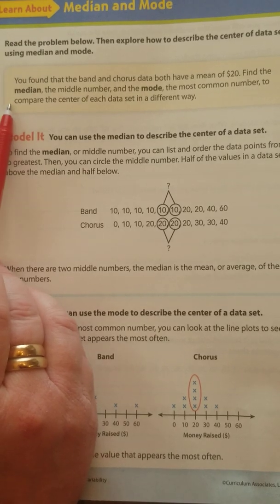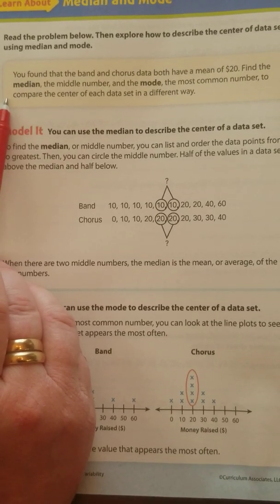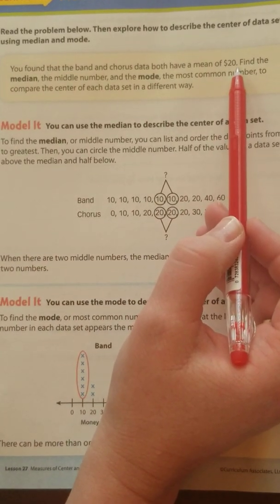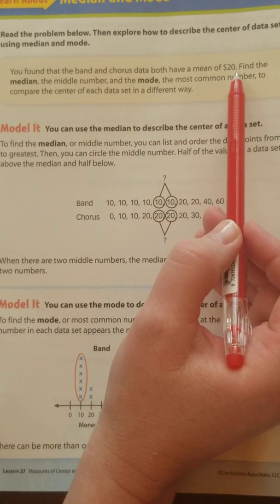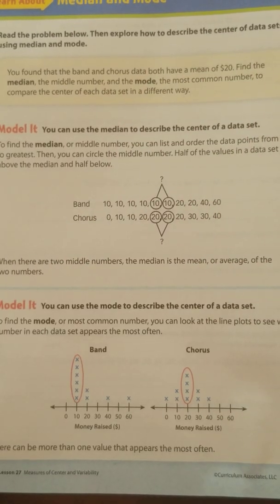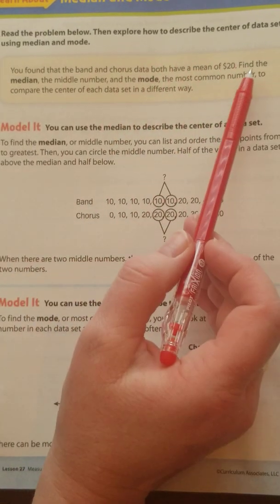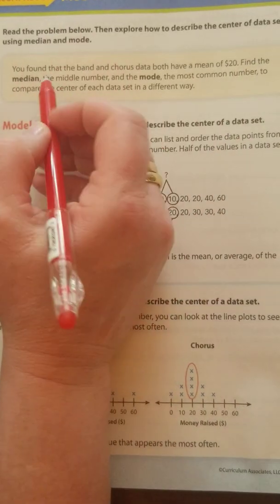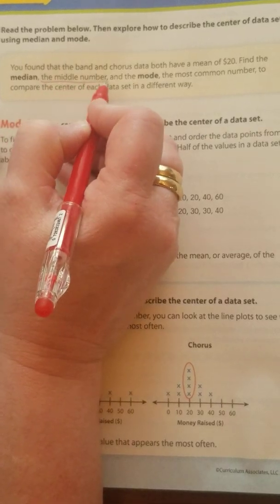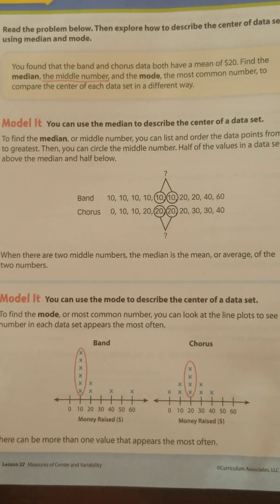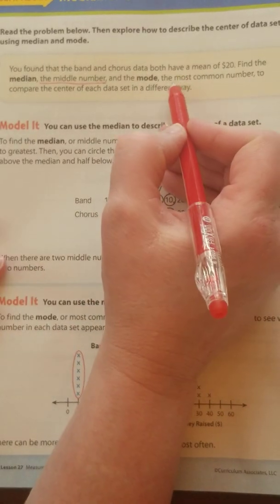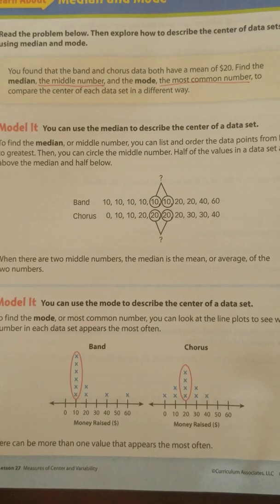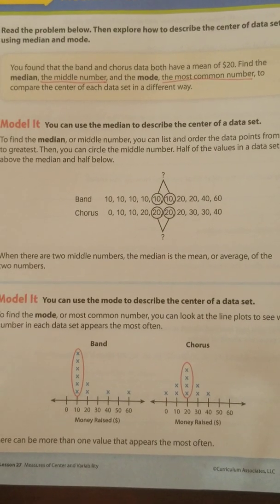We're going to start with the question in the tan box. You found that the band and chorus data both have a mean of $20, and that's referring to yesterday. Yesterday, when we worked on mean, or the average, we found that their average was $20. Today, it wants us to find the median, the middle number. I'm going to underline that so I remember. Median means middle. And the mode, the most common number, to compare the center of each data set in a different way.